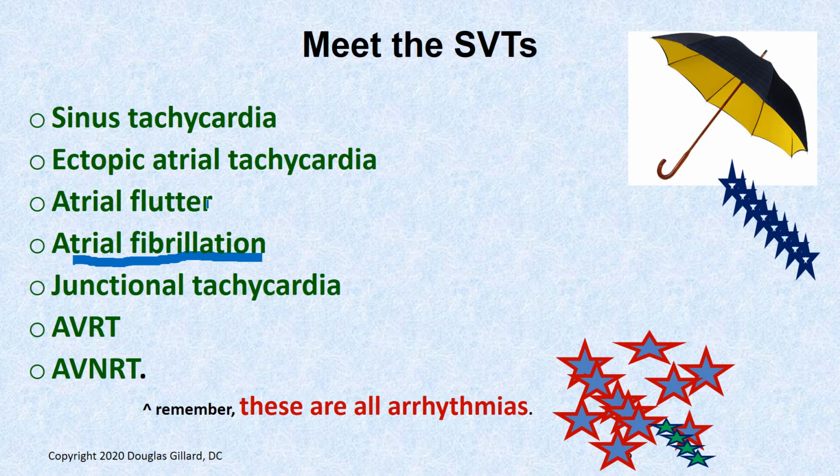Still board stuff here. Atrial flutter is pretty straightforward. This one's a little harder to understand. Atrial fibrillation, of course, is the big one. We have a junctional tachycardia we'll talk about. Probably should cut that out eventually. And then AVRT and AVNRT. We won't get to those until Monday, or when's our next meeting, Tuesday. So these are all the supraventricular tachycardias.